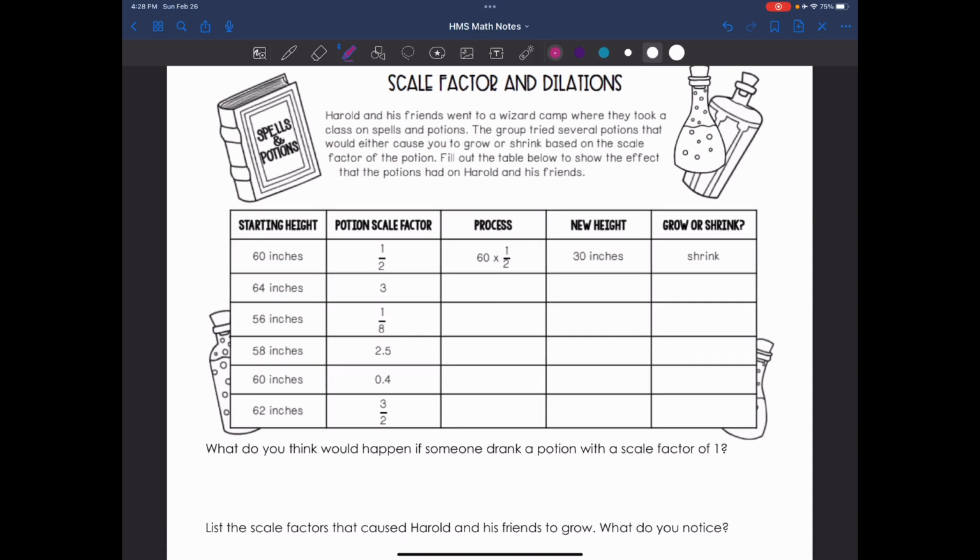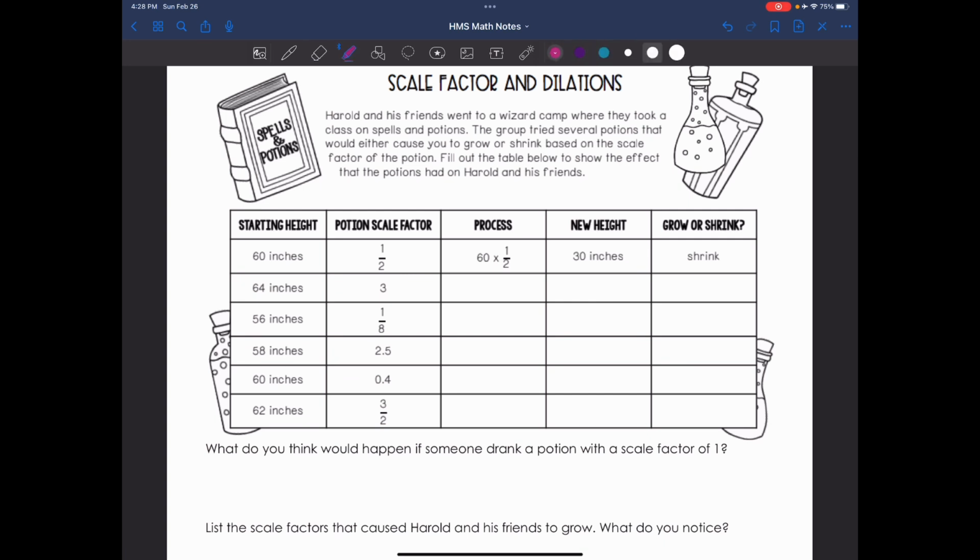Harold and his friends went to a wizard camp. That's cool. They took a class on spells and potions. The group tried several potions that would either cause them to grow or shrink based on the scale factor of that potion. So mathematically, let's figure out what's going on here.